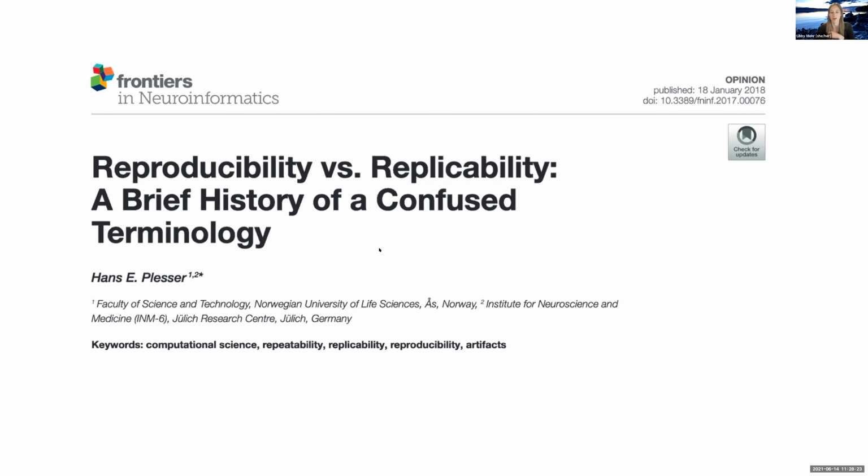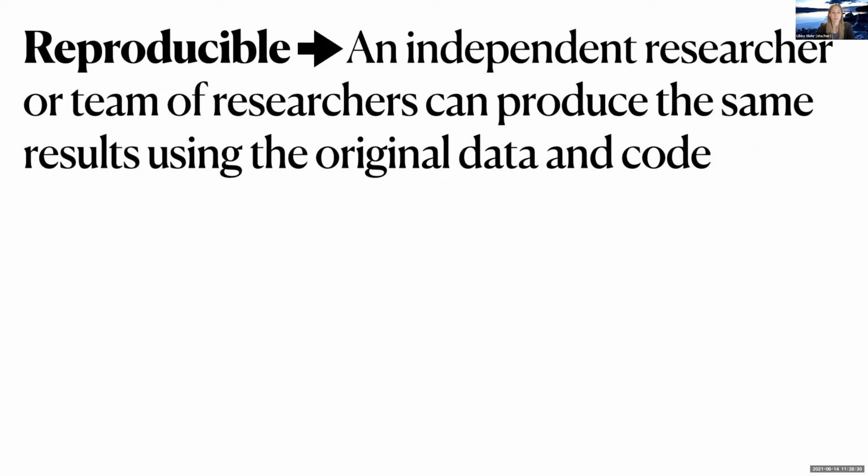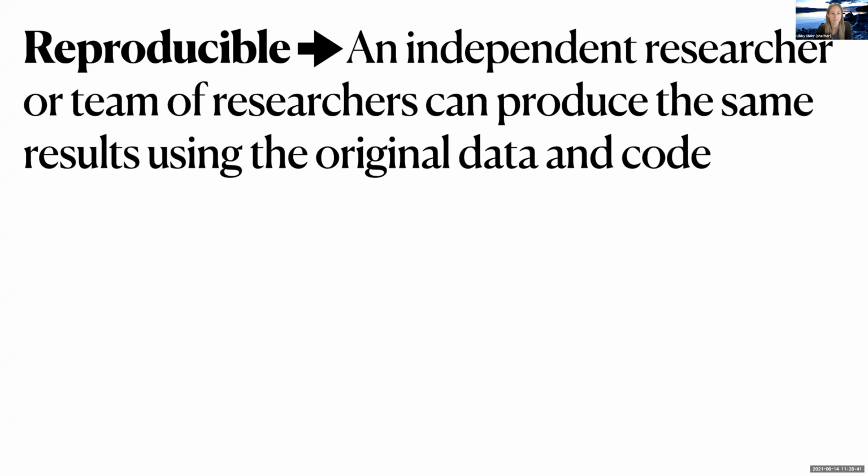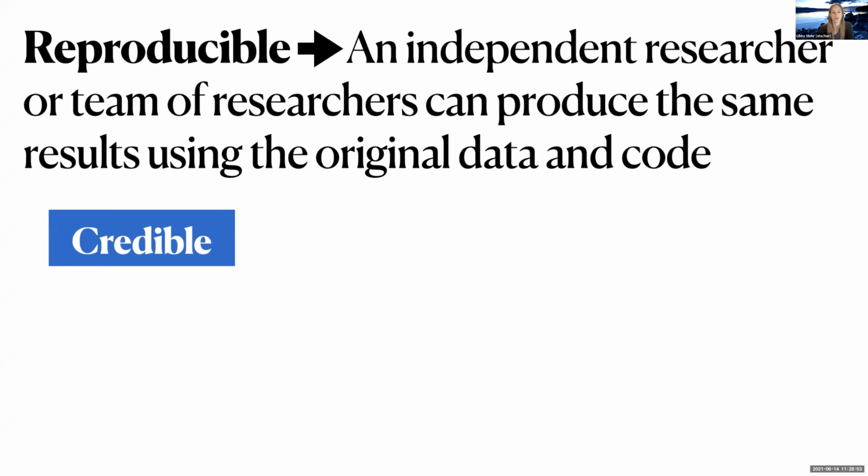a confused terminology, and they're used by a lot of different people in a lot of different ways to mean different things. And so for the purposes of this tutorial, when I describe research as being reproducible, I mean that an independent researcher or team of researchers could produce the same results using the original code and data. And so in general, reproducible research tends to make the research more credible.